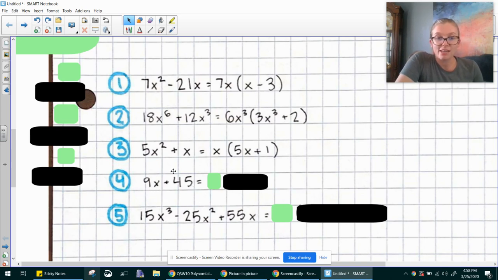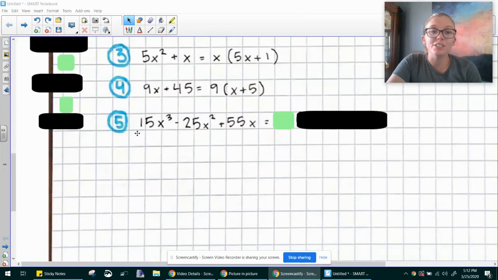9x plus 45 is our next product that we're going to factor. Here, they do not have a variable in common, but there is a greatest common factor I can pull out of 9x and 45. That greatest common factor is 9. So my factors making up 9x plus 45 are 9 times x plus 5.